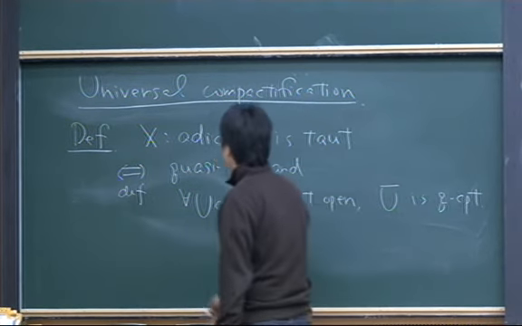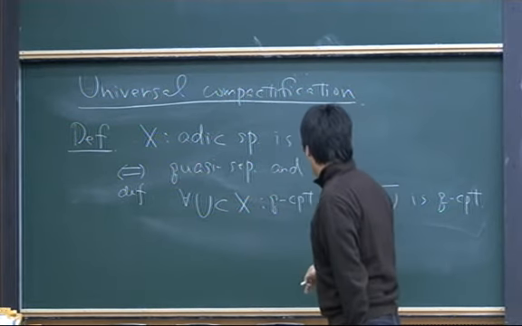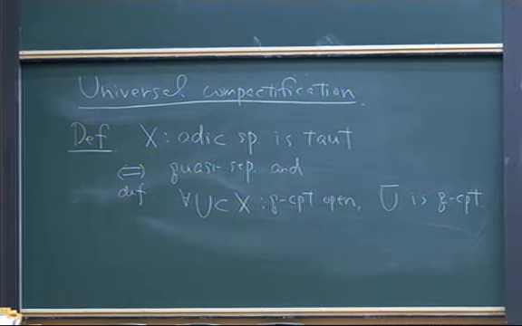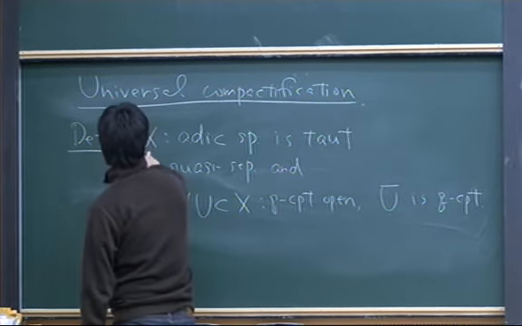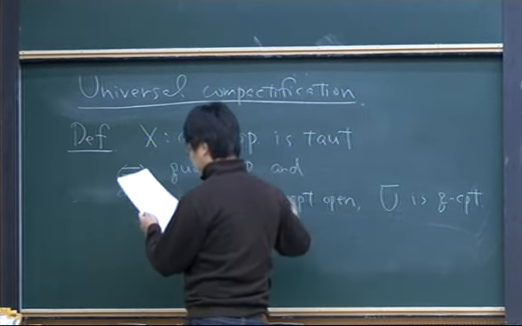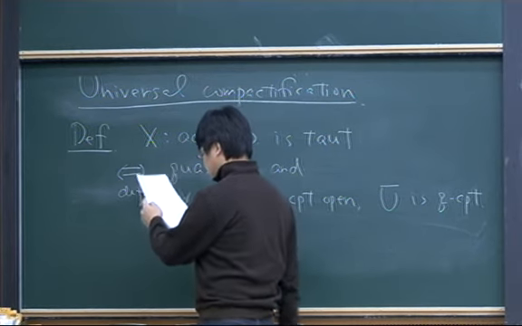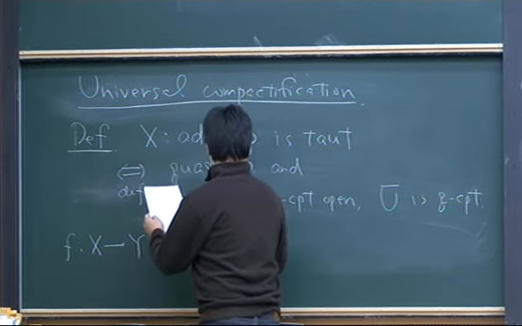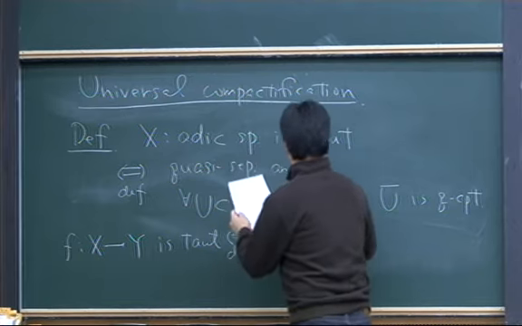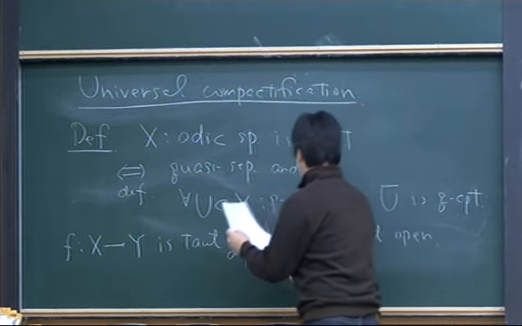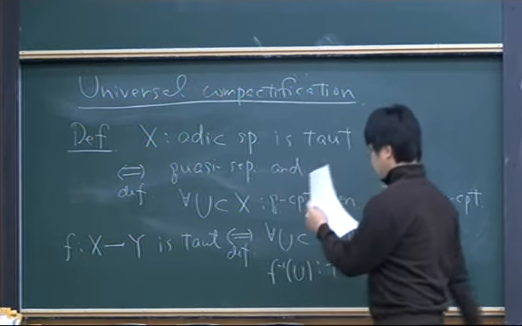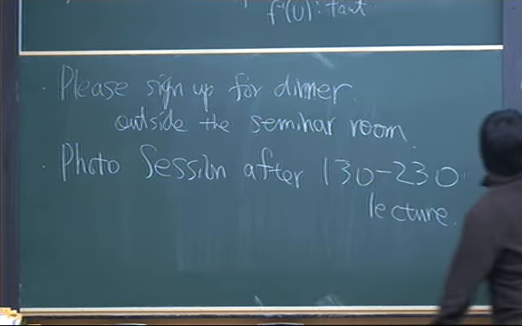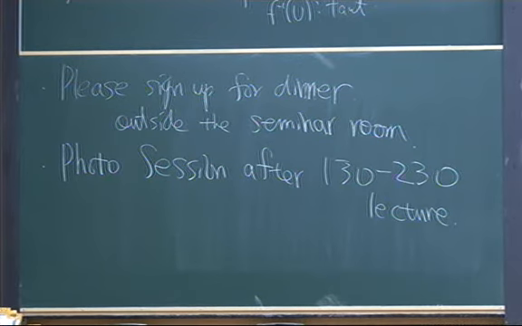And of course it is true if X is quasi-separated and quasi-compact, because the closure in X is also quasi-compact automatically. But if X is not quasi-compact, this is not an automatic condition. And a morphism from X to Y is taut if for every quasi-compact open U in Y, the inverse image of it is again taut. This is the definition of tautness. And as I remarked, quasi-compact and quasi-separated means taut.